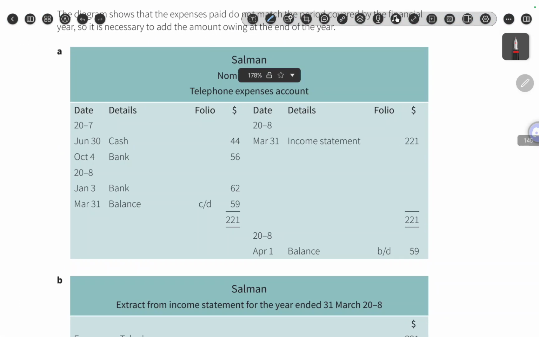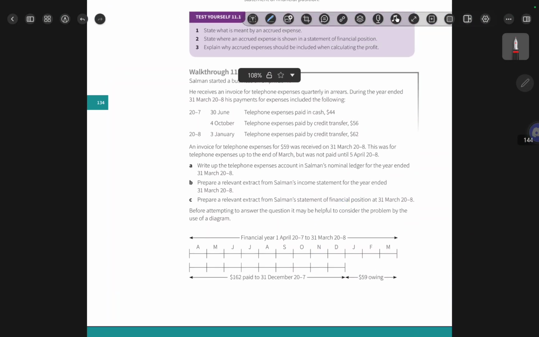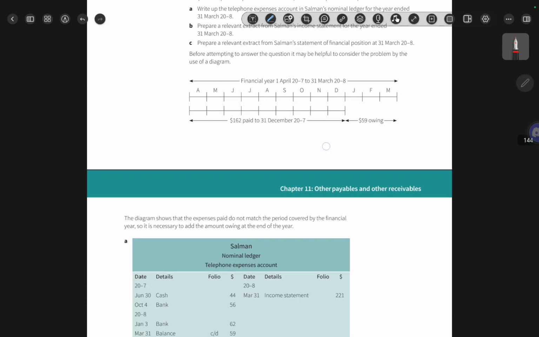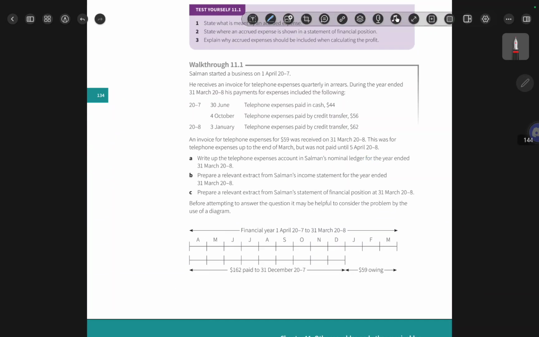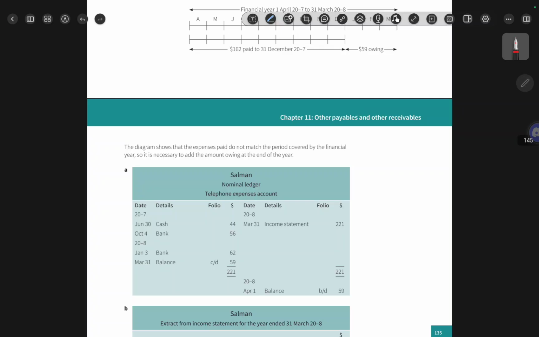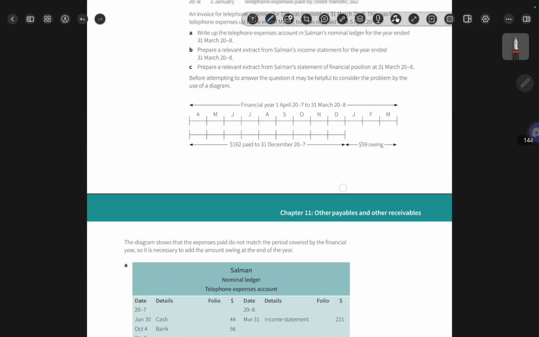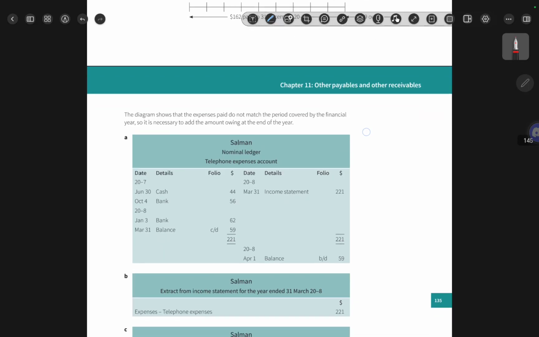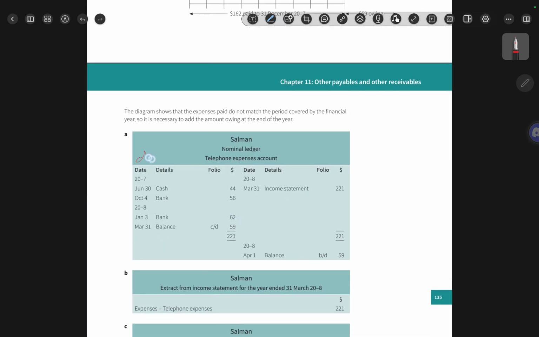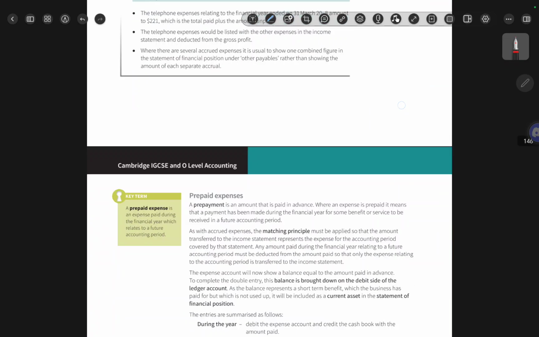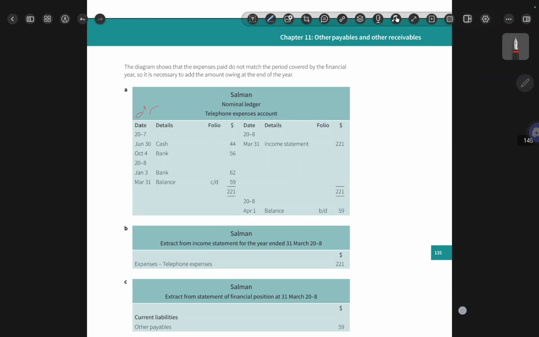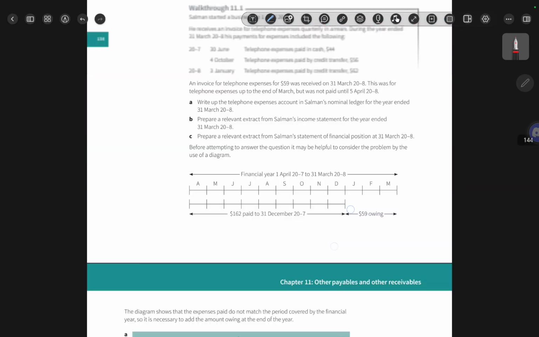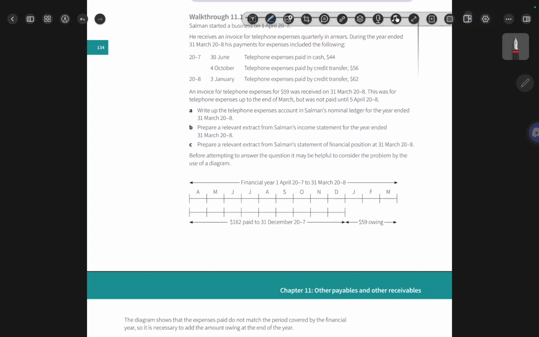So this is their account, okay? They have cash 44, total expenses paid in cash. So credit cash, debit the expense account. Then paid by credit transfer 56. So bank credit and expense account debit. Then again paid by credit transfer 62. Bank credit, expense account debit. And I'm pretty sure they even showed us a bank account. They didn't. Okay. So we can just make our bank account ourselves, say this is your bank account. Everything's gonna come on the credit side like 44, 56, and 62.